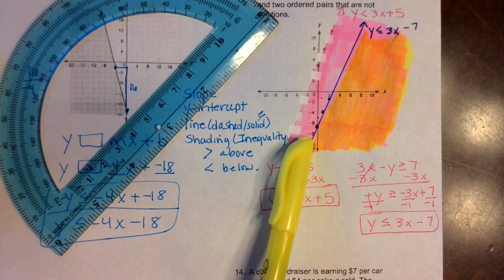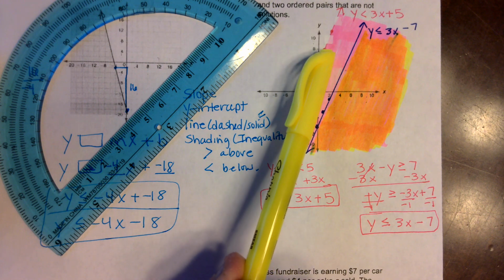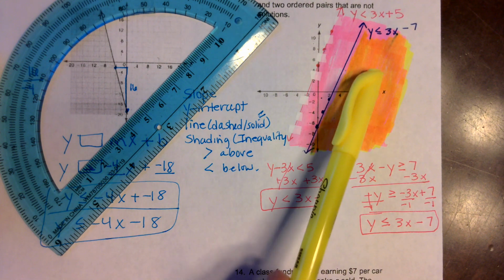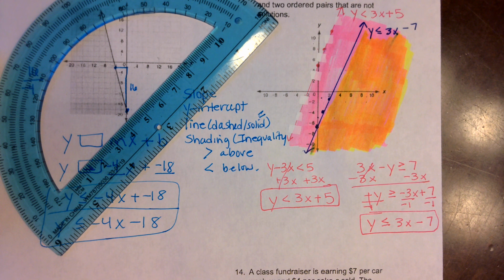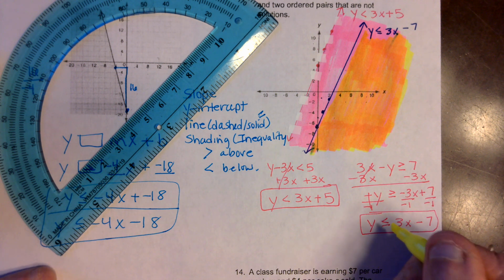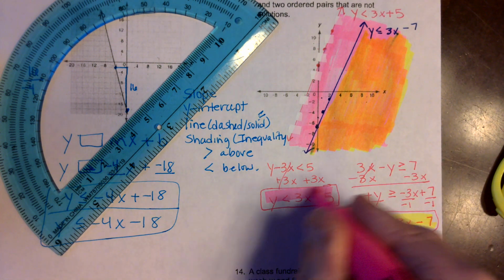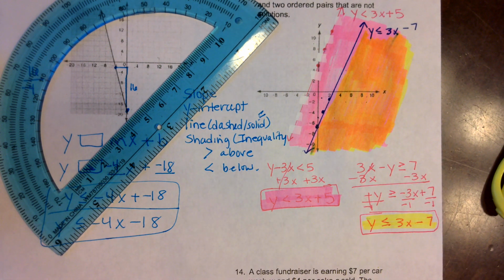Okay, the pink alone here is the solution for that one inequality, but not for both of them. The only ones that are for both are the part that overlaps, which happens to be the orange, which happens to be all of the yellow. Which one was the yellow? This one. That was yellow. And this was pink. And the solution is orange. Isn't that cool? Come on, that is so cool.